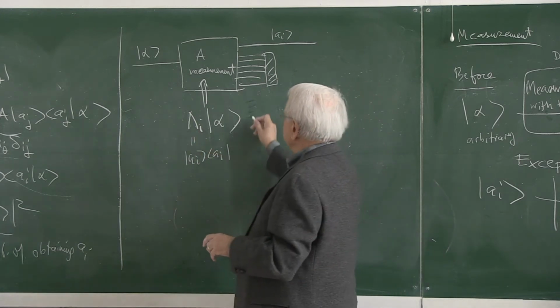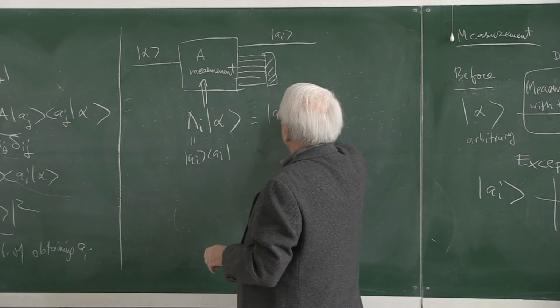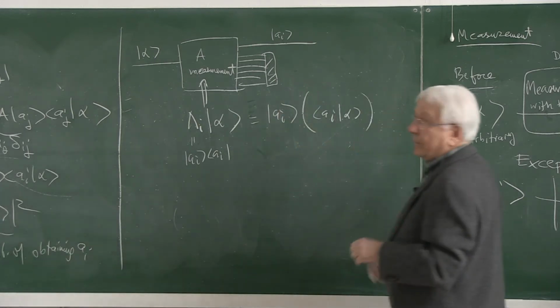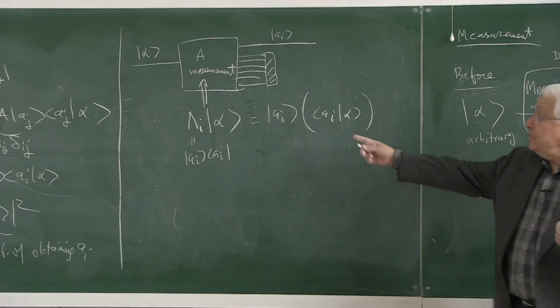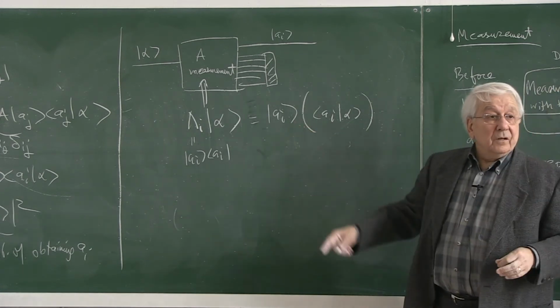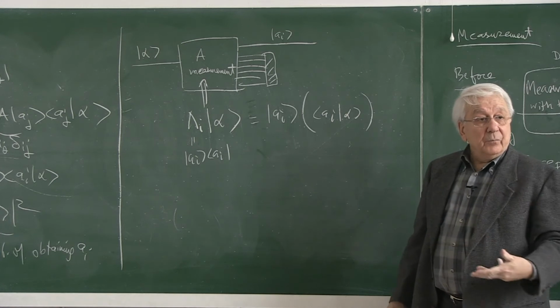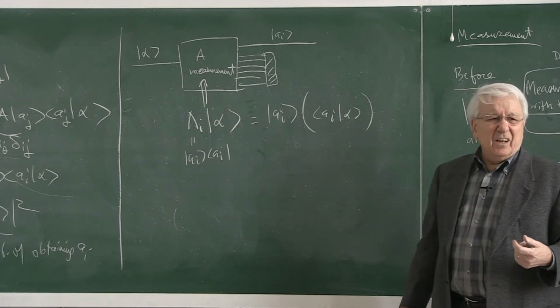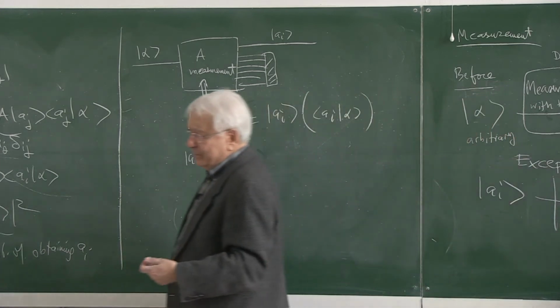You act on it like that, so you get what? A_i alpha. Indeed, that's the only state which is selected and being let through. All the rest are blocked. And that's the weight which comes out.